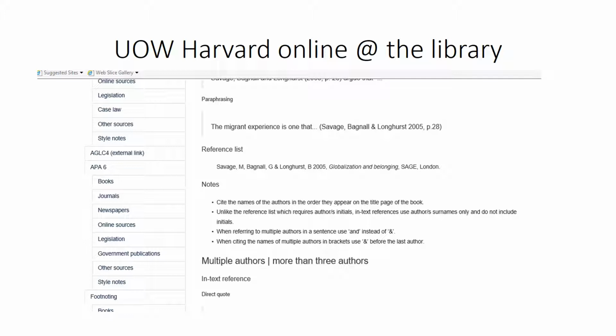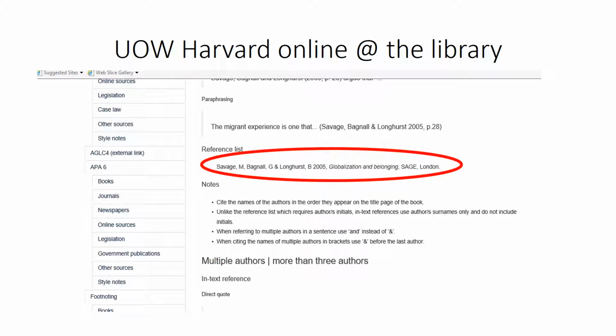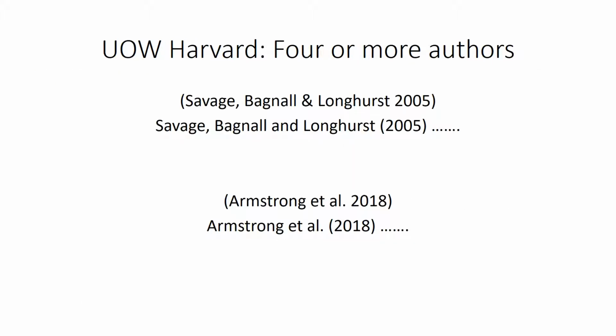We're going to be focusing mostly on the reference list entry, and you can see here that they have 3 different authors here: Savage, Bagnall and Longhurst. The book that we're going to be using has more than 3 authors, so we'll talk about that in just a moment. Whether you have 1, 2 or 10 authors, in the reference list you include all of those authors' names.